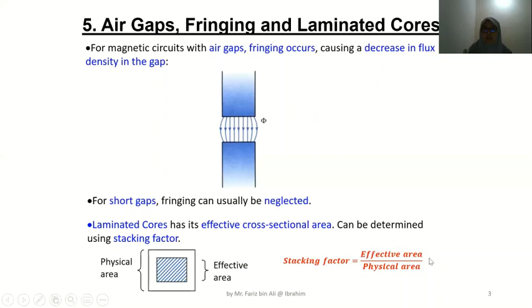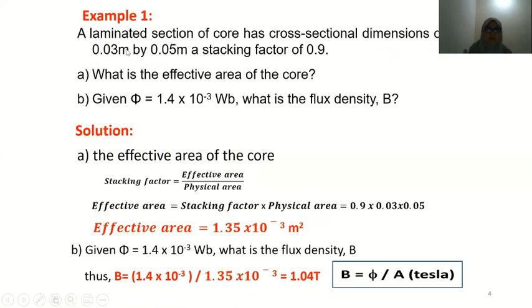So the effective area divided by the physical area can give you the stacking factor. For example, if the laminated section of the core has a cross-sectional dimension of 0.03 meter by 0.05 meter, this is the cross-sectional area, and you have a stacking factor of 0.9. What is the effective area of the core? Given the flux is equivalent to 1.4 times 10 to the minus 3 Weber, what is the flux density, or B?